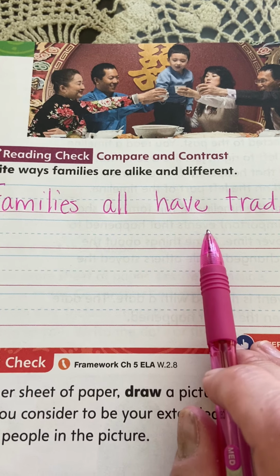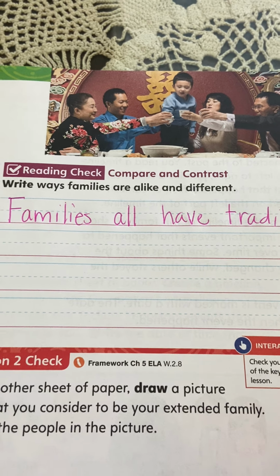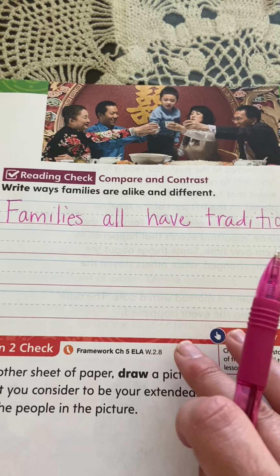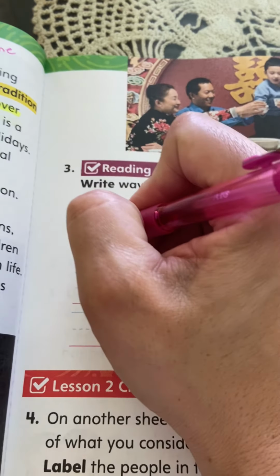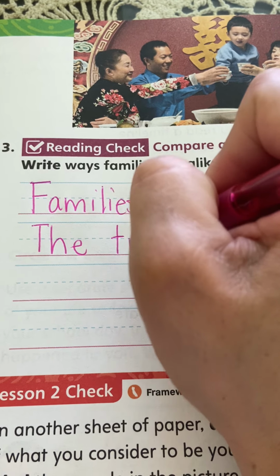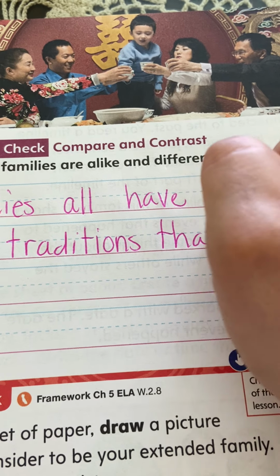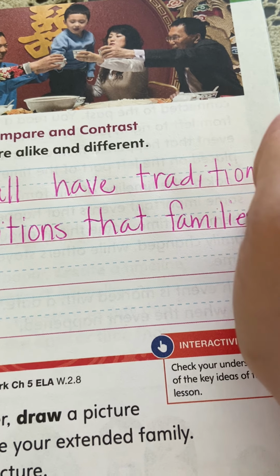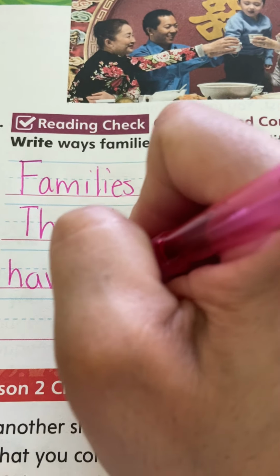Okay, so that's how they're the same, but they are different, boys and girls, because their traditions might be different. One family might have a different tradition than my family. We all have traditions, but they're slightly different, okay? So that's exactly what we're going to say, that traditions that families are different.